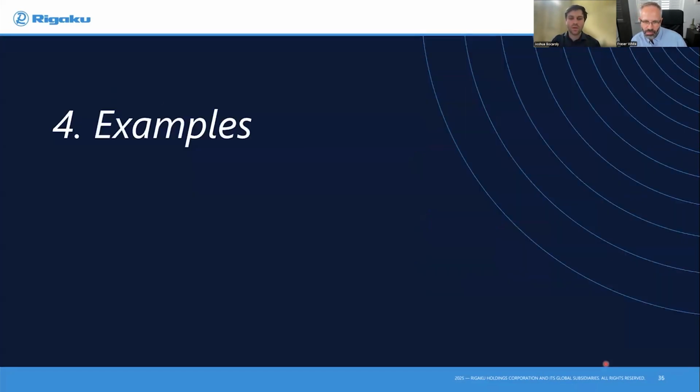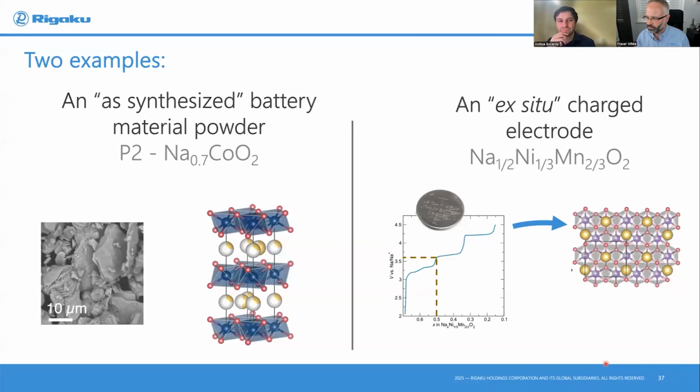All right. Okay, so I'll end with two examples of the process that we would take to do this and some of the structures that we're looking at. The first will be an as-synthesized battery material powder. So this is a powder material we made in the lab, actually with a known structure, so it's a test case of how to do these measurements. And then the next was with an ex situ charged electrode. So this is a battery that we've charged part of the way. We know it's going through some phase transitions, but we want to know what the phase is. And so we'll disassemble it, take out the electrode, and then do micro-ED.